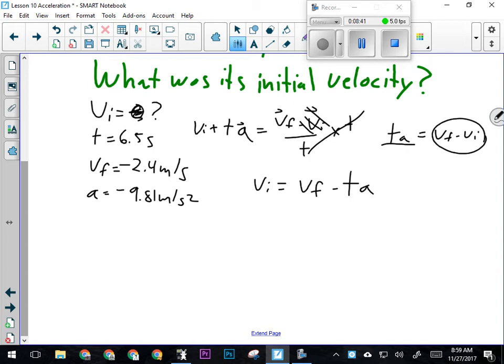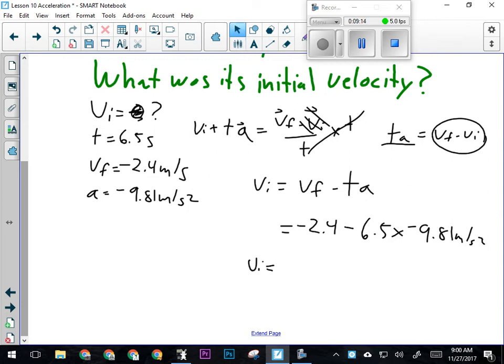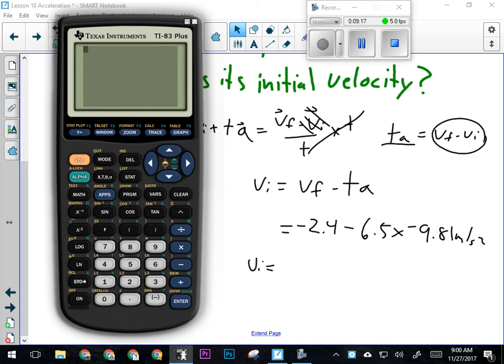All right, so I've got this set up now. Now I just need to plug in my numbers. They told us VF was negative 2.4. Actually, they said it was 2.4 meters per second down. Minus our time, which was 6.5 seconds, times negative 9.81 meters per second squared. So I've got a negative, and I'm going to be subtracting a negative. Agreed? That's going to make it very, very positive, which makes sense because it did say it was thrown up. So our prediction there should hold true. So VI is going to equal negative 2.4 minus 6.5 times negative 9.81.